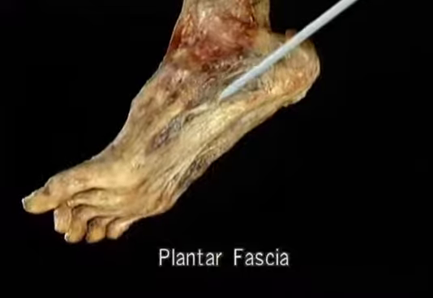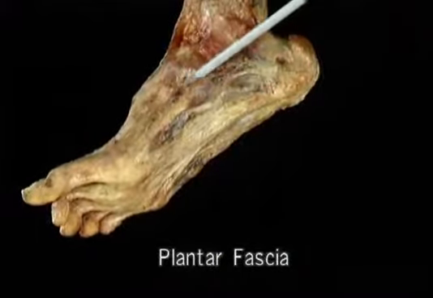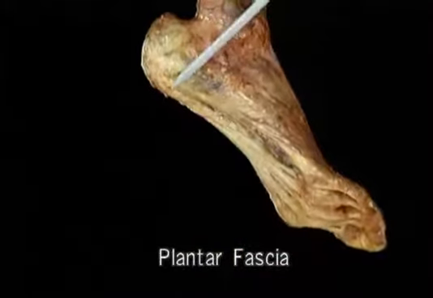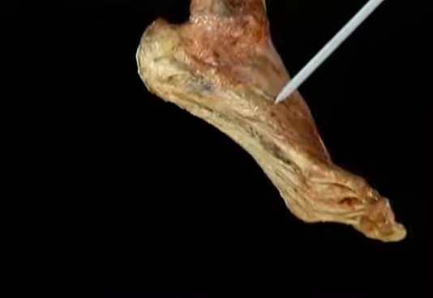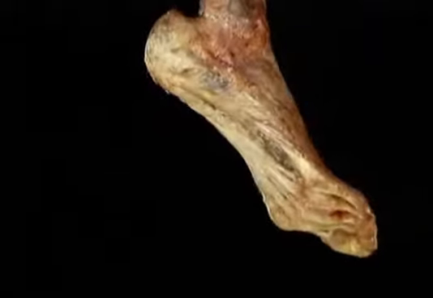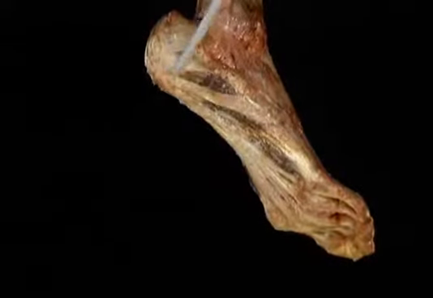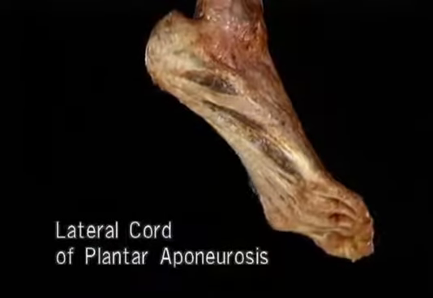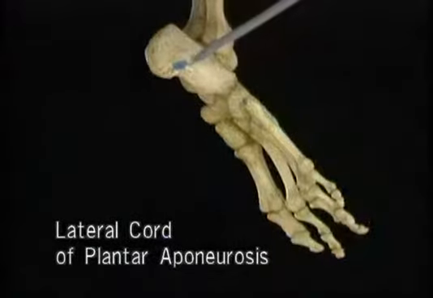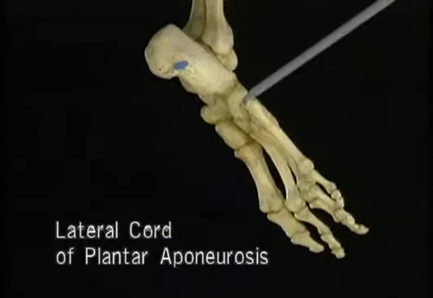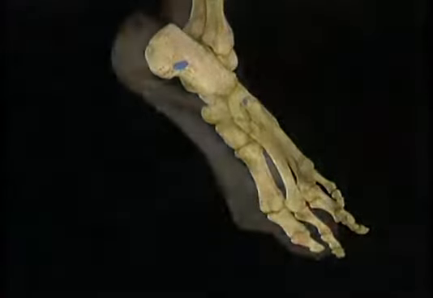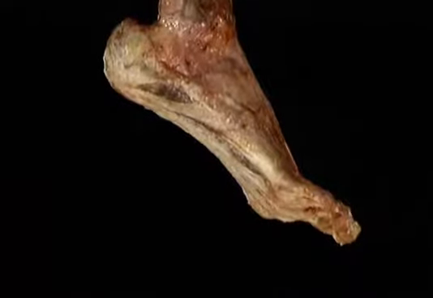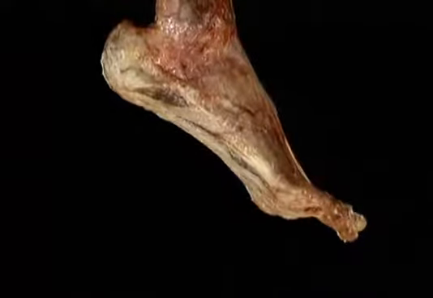On the medial side, the plantar fascia covers abductor hallucis. On the lateral side, it covers abductor digiti minimi. Here on the lateral side, there's a marked thickening of the plantar fascia called the lateral cord of the plantar aponeurosis, which goes from here on the calcaneus to here on the base of the fifth metatarsal. The lateral cord of the plantar aponeurosis helps to support the longitudinal arch of the foot on the lateral side.